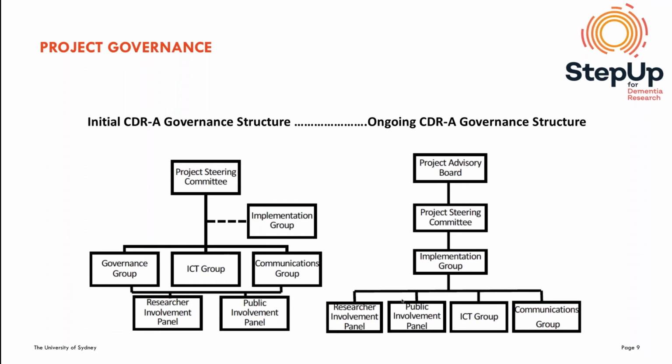And we have communication groups that help us to make strategic decisions about how we can engage the public and how we send our messages to the public. And the one on the bottom is the research involvement panel and public involvement panel. These are the ones who are going to use our system. We have people who have expressed interest in providing us with their feedback on the whole process.